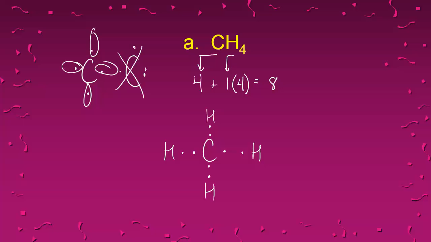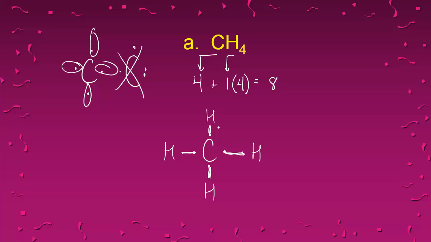Now, it can be kind of tedious putting dots down, so there is a shortcut version, and that's simply connecting the dots. It gives you a dash. So a dash represents 2 electrons. If you see a dash, that's 2 electrons. And that is the dot diagram for methane.